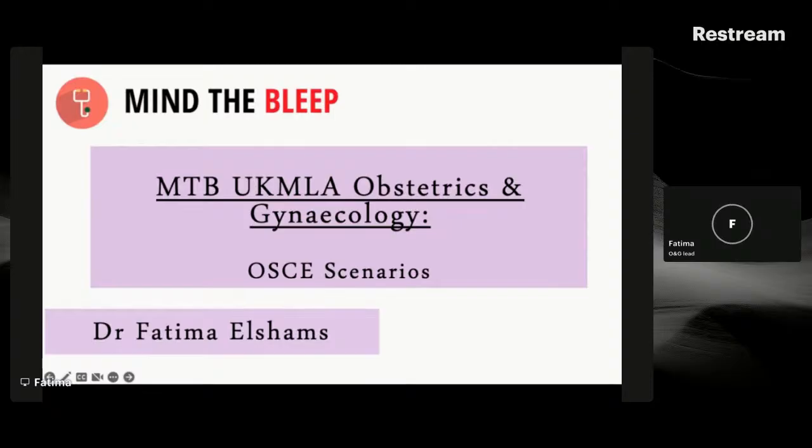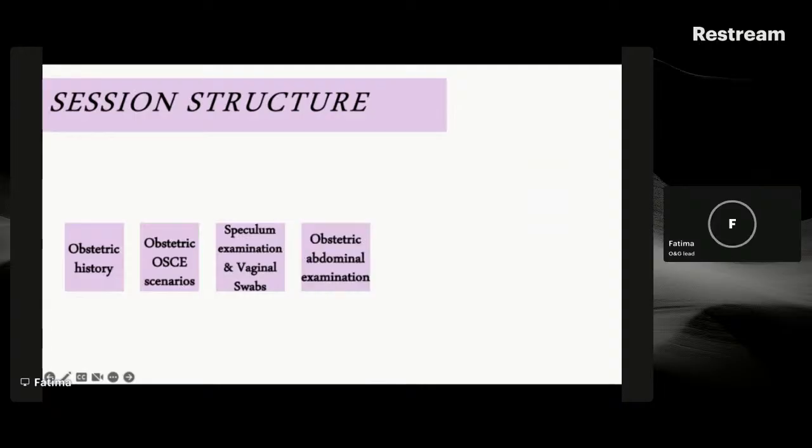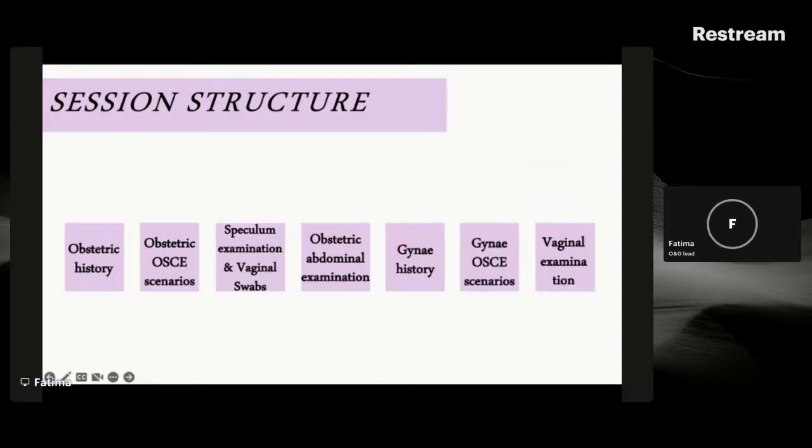Today I'm going to be presenting about obstetrics and gynecology OSCE scenarios. In particular, it's going to be about obstetric history. We'll go through what the structure is for an obstetric history, obstetric OSCE scenarios. We'll go through speculum examination and vaginal swabs, obstetric abdominal exam, gynae history, gynae OSCE scenarios, and vaginal examination.